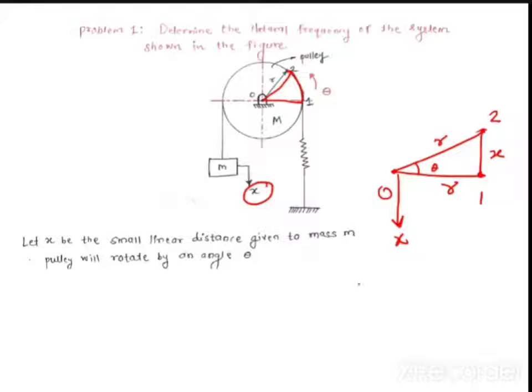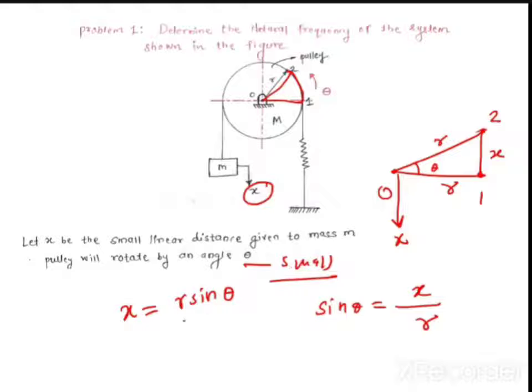Now, from the geometrical figure, we are getting sine theta is equal to opposite side upon hypotenuse. What is the opposite side? x, upon the hypotenuse r. So we get x is equal to r sine theta. But this theta is very small. Since theta is very small, we consider sine theta equal to theta. So x is equal to r into theta.